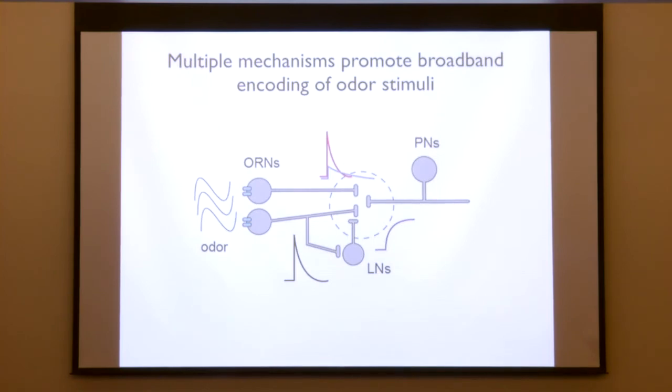So what I've shown you is that there are multiple mechanisms present in the circuit that promote broadband encoding of odor stimuli. First, there are two components of transmission at the feedforward synapse, and then there is this dynamic inhibitory loop that flattens the frequency response.